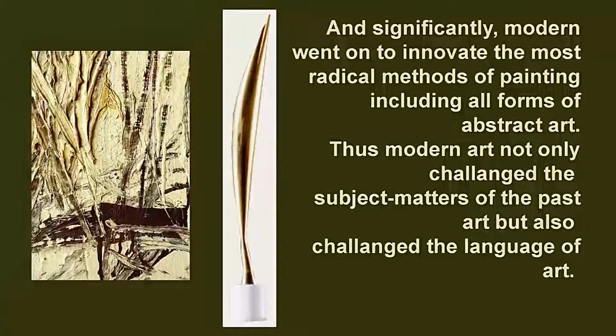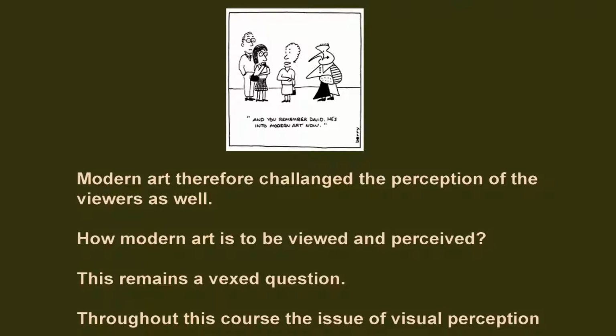And significantly, modern art went on to innovate the most radical methods of painting, including all forms of abstract art. Thus, modern art not only challenged the subject matters of past art, but it also challenged the language of art. And this is again a common feature of most examples of modern art, that they were not only concerned with new possibilities of technique and subject matter, but they were also concerned with altering the language of painting itself or the language of sculpture itself. So the language of art changed to a great extent in modern art.